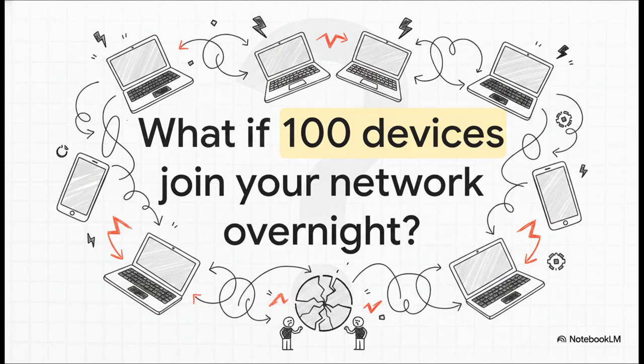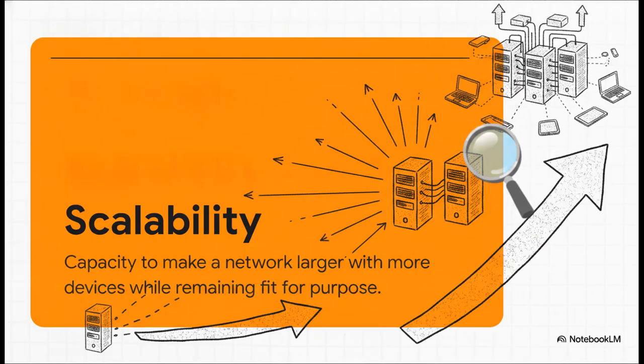Imagine your school suddenly opens a new wing, and 100 new devices, like laptops, tablets, and phones, join your perfectly designed network overnight. More students, more devices, more pressure. So what happens? Will it still work? Well, if you haven't planned for it, your network will start buffering, lagging, and totally crashing. That exact scenario is why we need scalability.